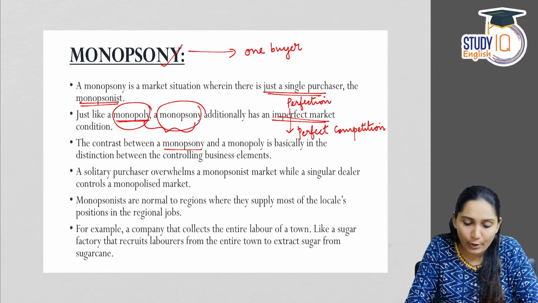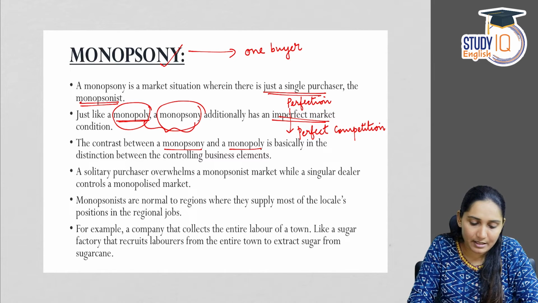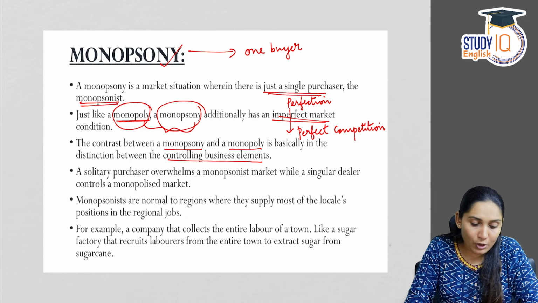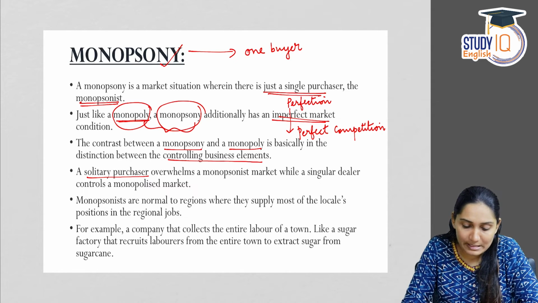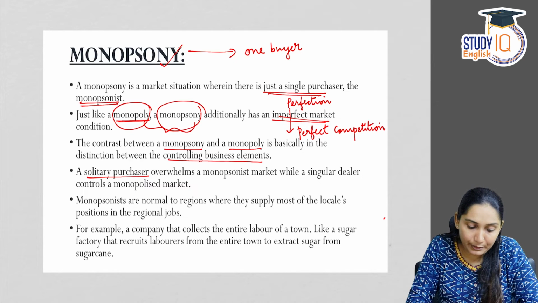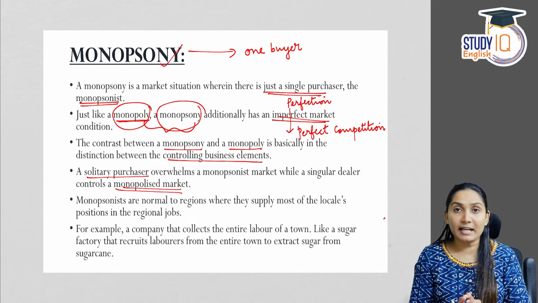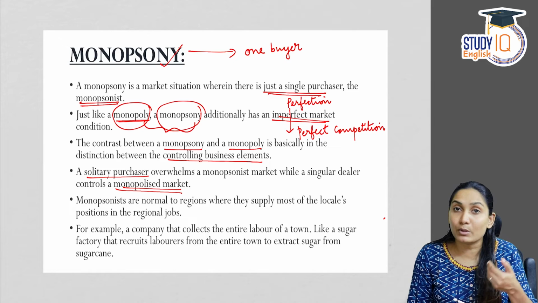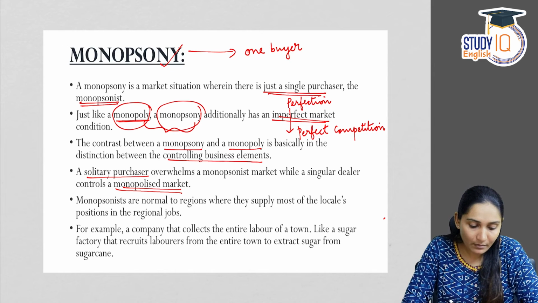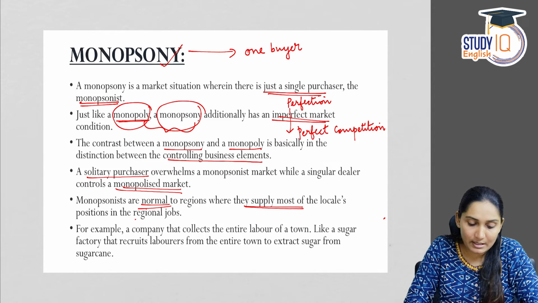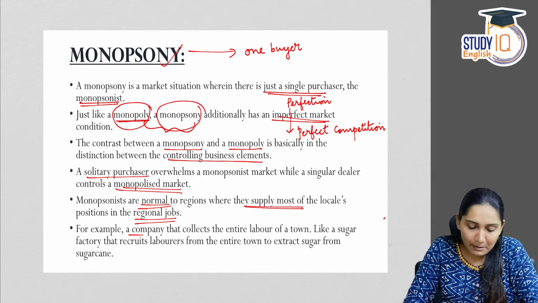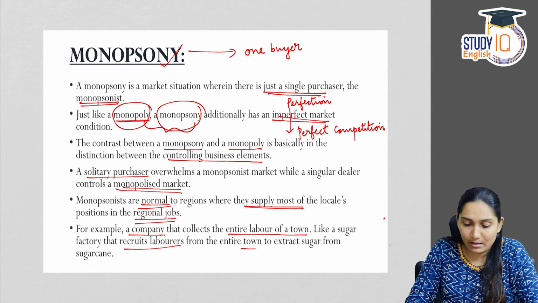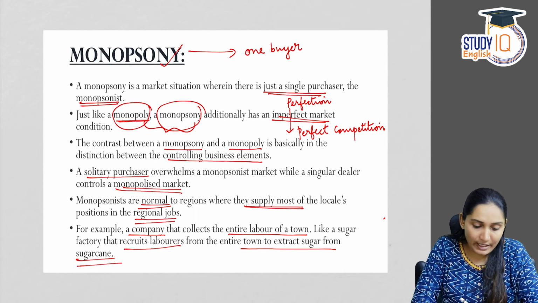The contrast between a monopsony and a monopoly is basically in the distinction between controlling business elements. A solitary purchaser overwhelms a monopsonistic market, while a singular dealer controls a monopolized market. See, the difference is that in case of monopoly, there is only one seller, single seller, and in case of monopsony, there is only one buyer or single buyer. Monopsonies are normal to regions where they supply most of the locals' positions in the regional jobs. For example, a company that collects entire labor of a town, like a sugar factory that recruits laborers from the entire town to extract sugar from sugarcane. This is one example of monopsony.